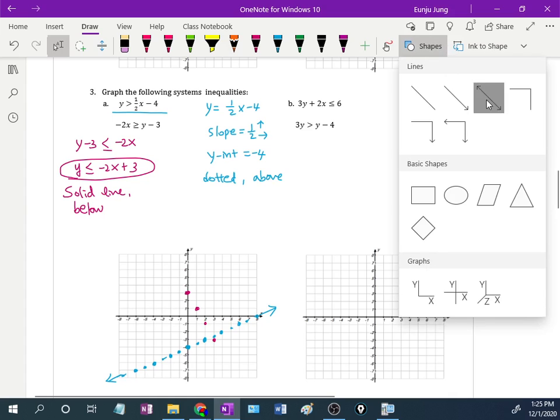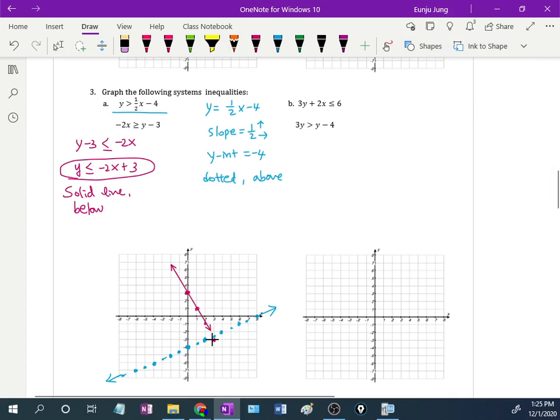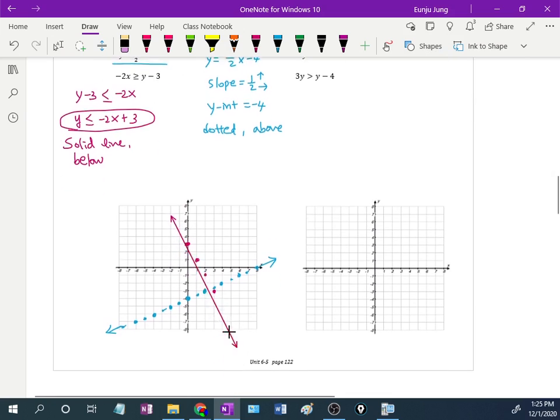Let me use a tool. So, a solid line, like this.